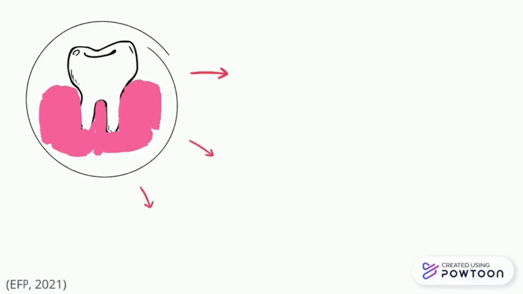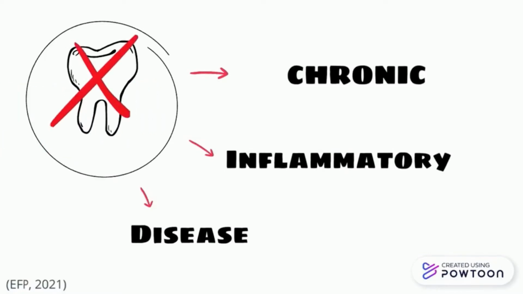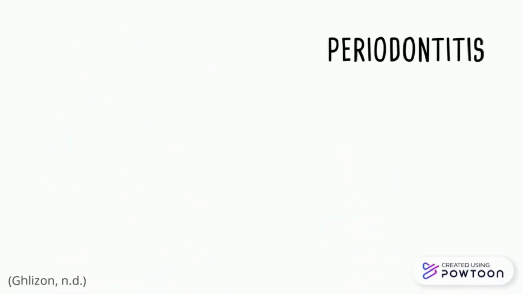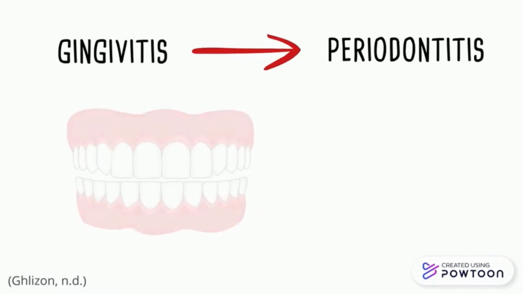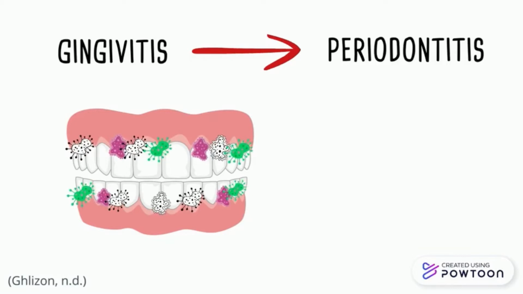Periodontitis is a chronic inflammatory disease of the gums that causes the destruction of the tooth's supporting tissues and eventually destruction of the tooth itself. Periodontitis initially begins at an earlier stage of gum disease known as gingivitis. Gingivitis is caused by an accumulation of bacterial microorganisms along the gum line of the teeth. These bacteria come together to form a substance called plaque.